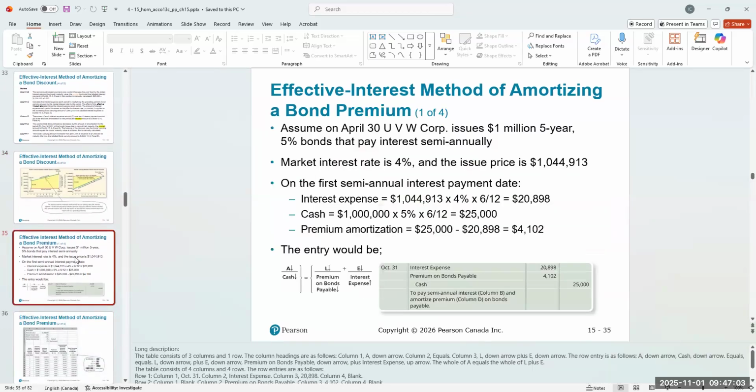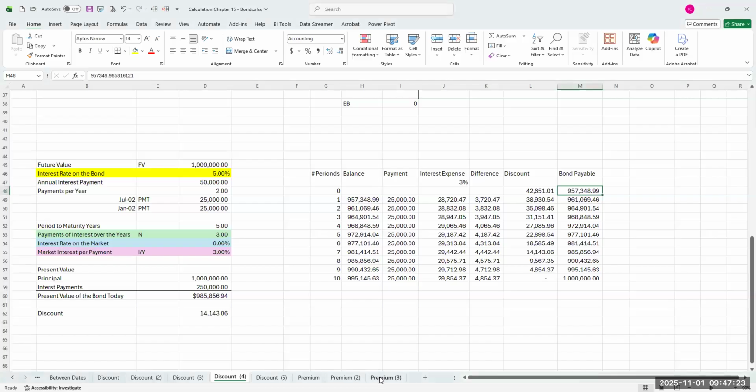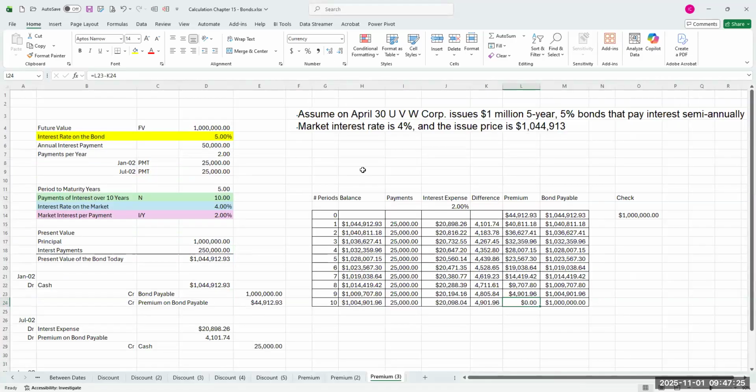Now, if we have to do the same thing with the bond premium, again, we're going to get this question when the market rate is 4%. And I'm going to flip you just for a second to the Excel spreadsheet, just to remind you where you can find this one. You can find it on the premium worksheet, premium 3, I believe. This is where we have this scenario.